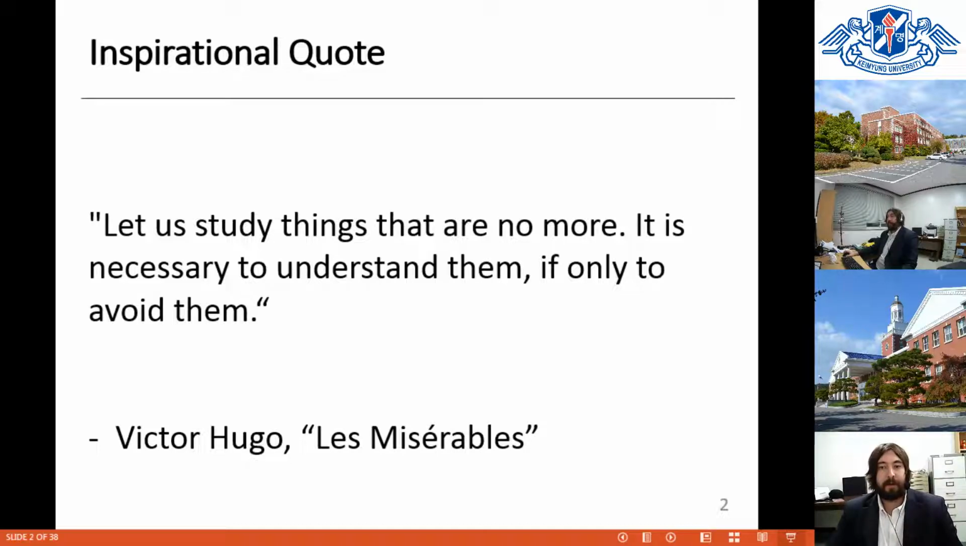Victor Hugo, a French writer, said that let us study things that are no more. It's necessary to understand them, if only to avoid them.